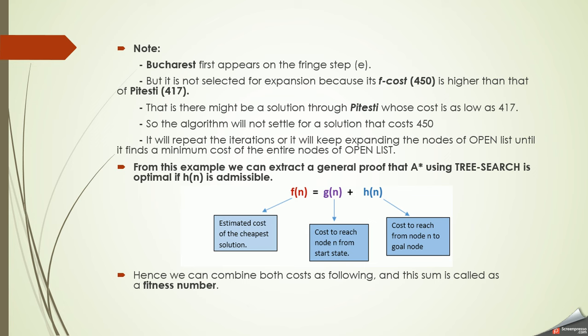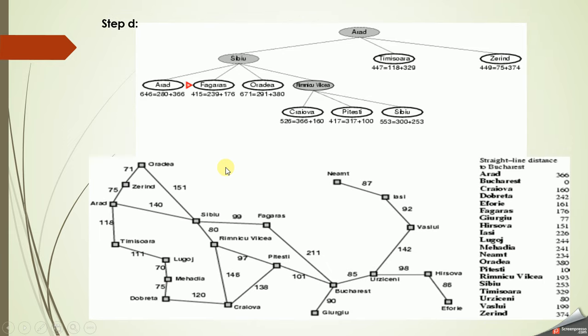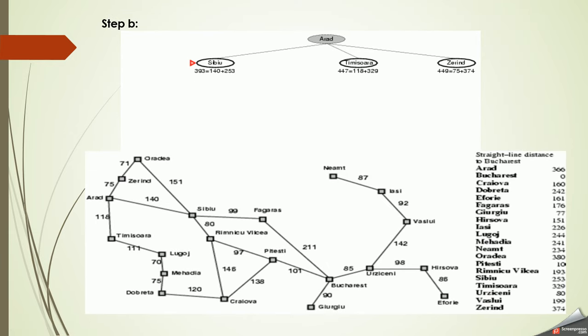So from this example, we can extract a general proof that A star using tree search is optimal if h of n is admissible. So now we'll go to that slide. I'll tell you what is admissible.